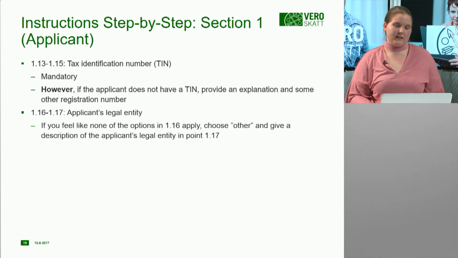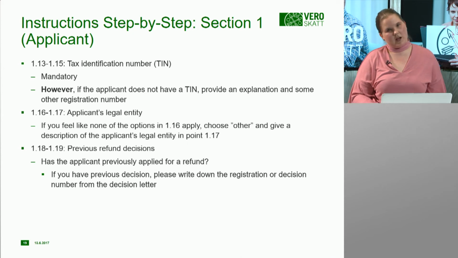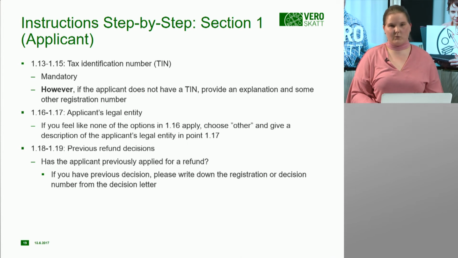As for the applicant's legal entity, if you feel like none of the options that we've listed apply to you, then always choose other and then give a more detailed description in 1.17. Previous refund decisions. So has the applicant previously applied for a refund? If you have these previous decisions, please write down the registration or decision number from that decision letter, so we can always refer back to those as well.